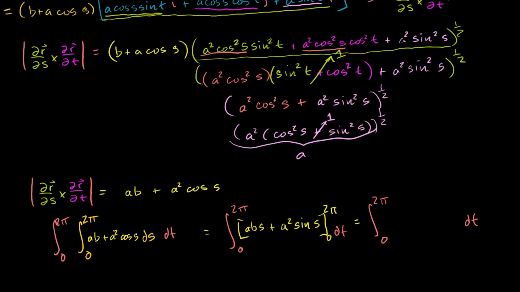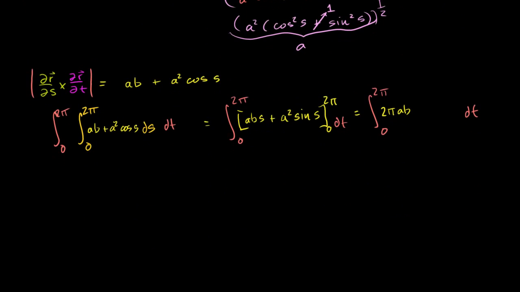When you put 2 pi here, you're going to get ab times 2 pi, or 2 pi ab, plus a squared sine of 2 pi. Sine of 2 pi is 0, so there's not going to be any term there. And then minus 0 times ab, which is 0. And then you're going to have minus a squared sine of 0, which is also 0. So all of the other terms are 0. So that's what we're left with. It's simplified nicely. So now we just have to take the antiderivative of this with respect to t. And this is a constant in t.